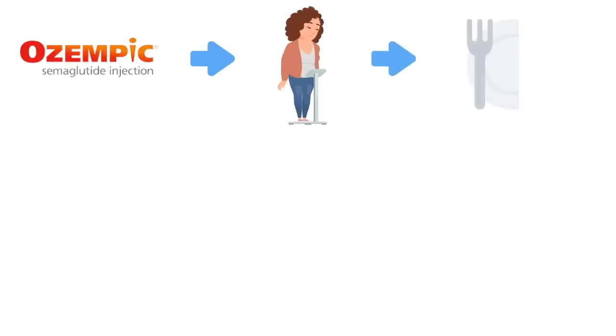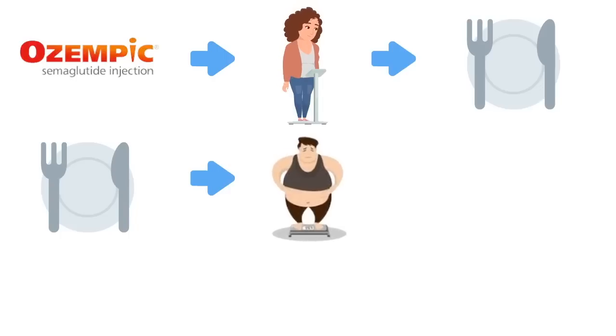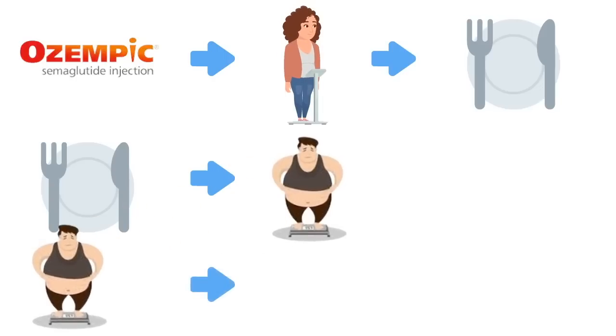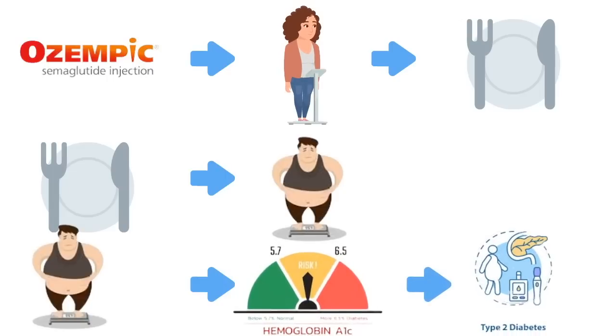So if most people that take Ozempic lose weight, and the only thing that changed was their appetite, wouldn't you say that food intake is causal to obesity? And based on the Ozempic data, can we not also say that obesity causes high A1C levels and type 2 diabetes? But wait, there's more.